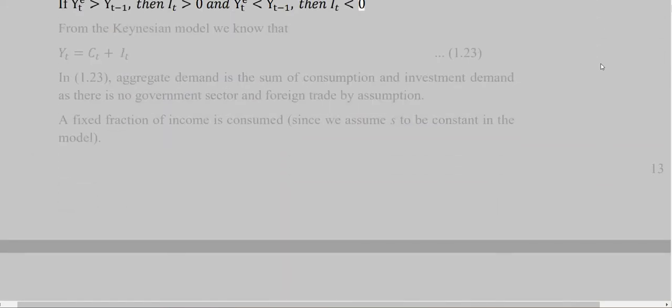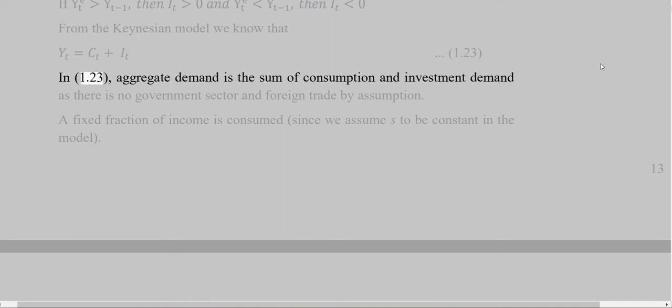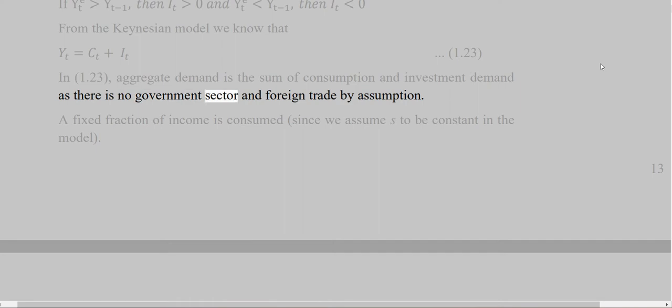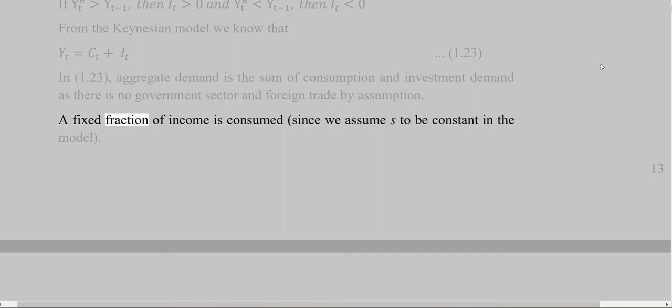From the Keynesian model we know that Y equals C plus I. 1.23. In 1.23, aggregate demand is the sum of consumption and investment demand as there is no government sector and foreign trade by assumption. A fixed fraction of income is consumed, since we assume S to be constant in the model.